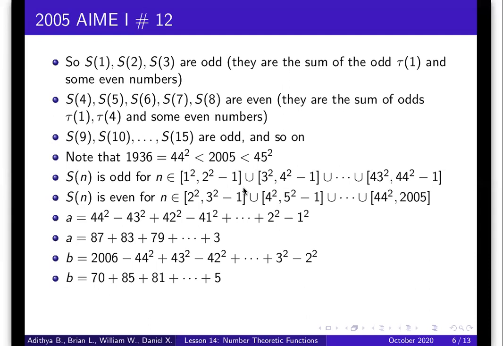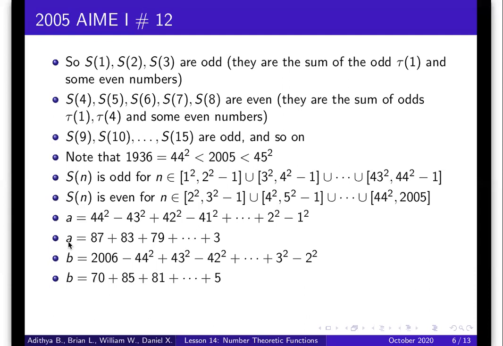And let's simplify that. So 2006 minus 44 squared is 70, if we remember that 44 squared is 1936. And the rest of them form an arithmetic sequence. So 43 squared minus 42 squared is 85, because it's 43 plus 42. The next one will be 81, and so on down to 5.